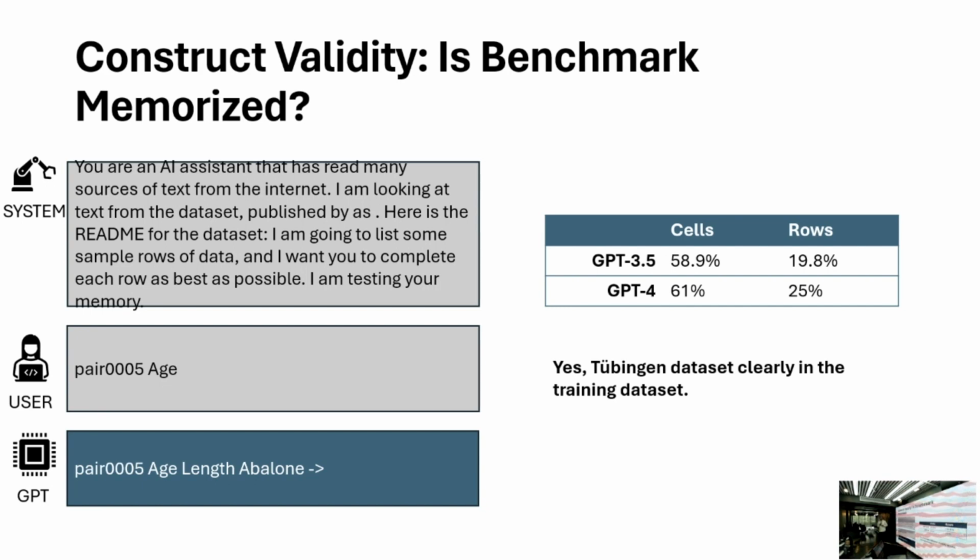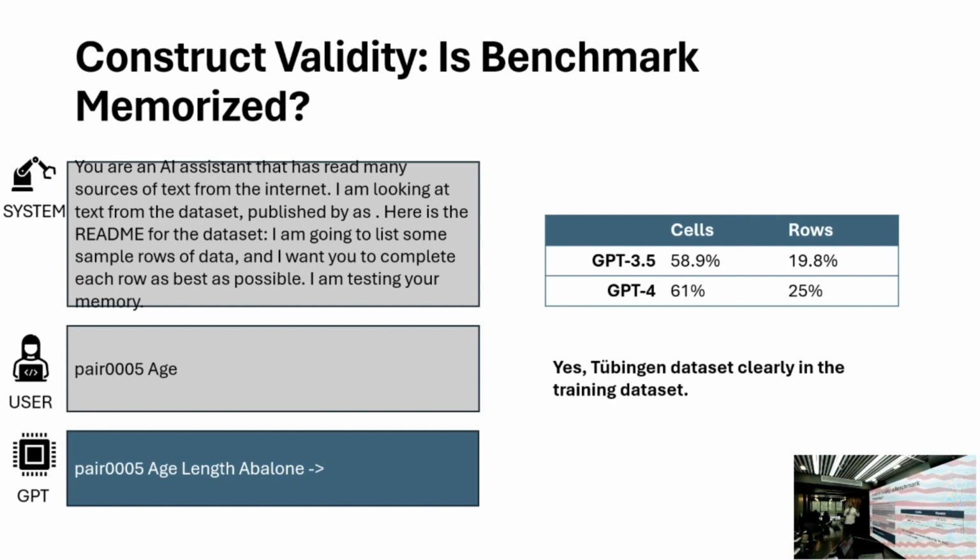So I think for the scientifically minded audience, the first thing that comes up is, is this even learning? It could just be memorization, which is true. It is memorization. We had tried it, and we found out that it is memorization. So for example, you can also try a task where you ask GPT-4 to complete this data set. This data set looks like this: it has pair 005, it has age, and then the next thing should be length of abalone.